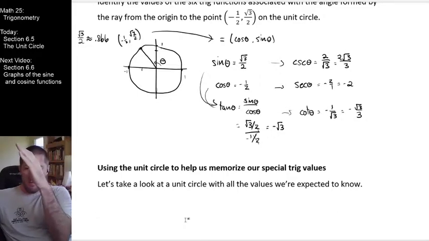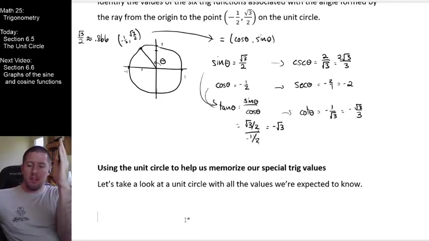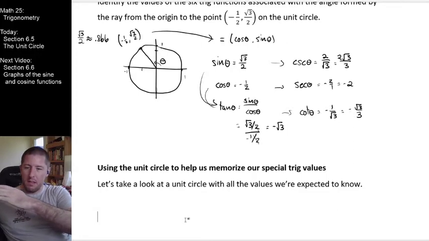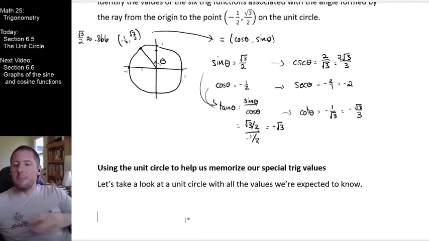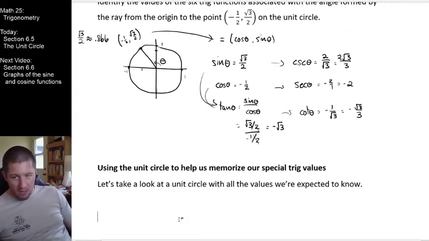So if we're at 90, 30 more is 120. If we're at 90, 45 more is 135. If we're at 90, 60 more is 150. And then 180, right? So there's all these special angles that are out there, and we should know all 6 of our trig functions for all of our special angles.